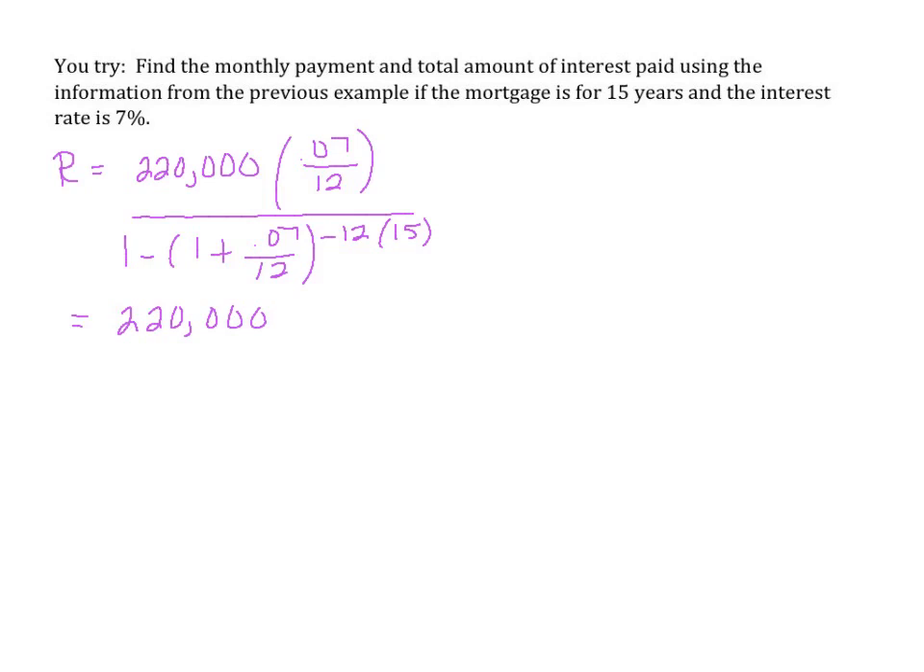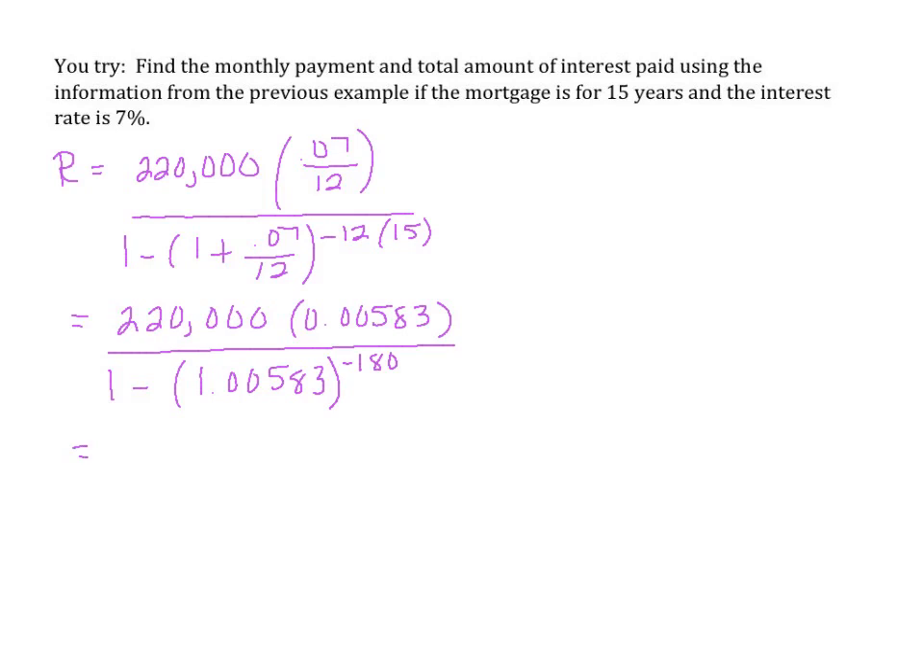So $220,000 times 0.07 divided by 12, which is 0.00583, over 1 minus, well, since we already know that 0.07 divided by 12 is 0.00583, if we add 1 to that, we'll have 1.00583. And negative 12 times 15, we're making a total of 180 payments. Remember, that's to the negative power.